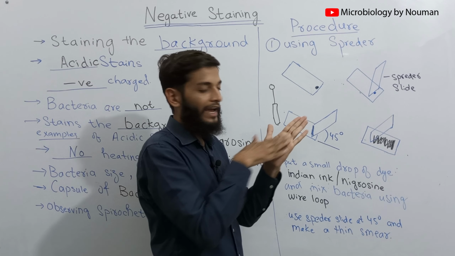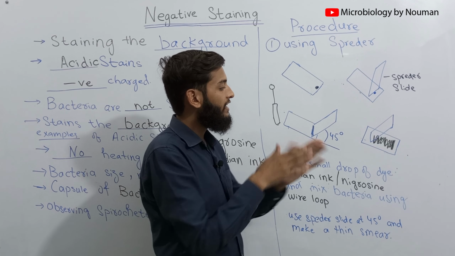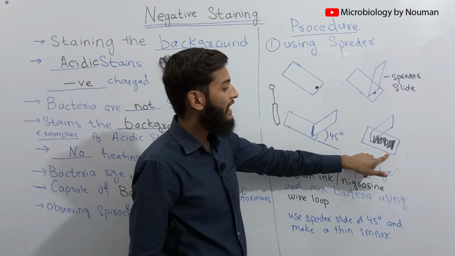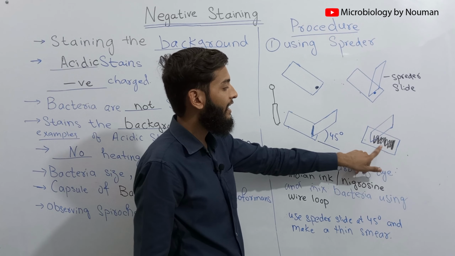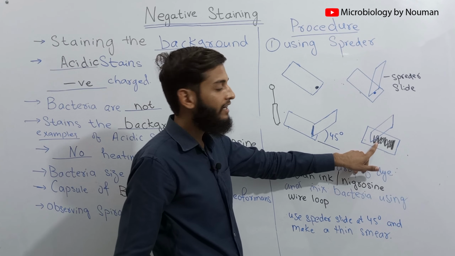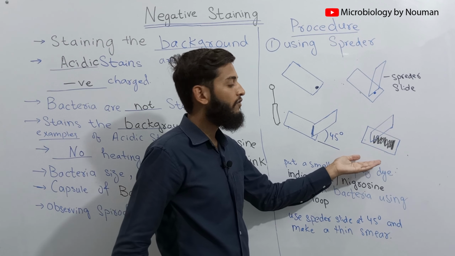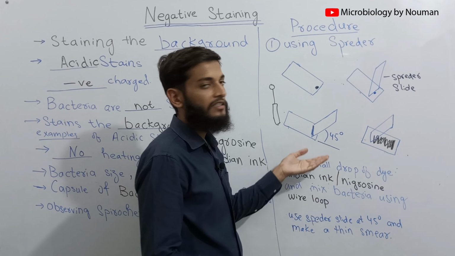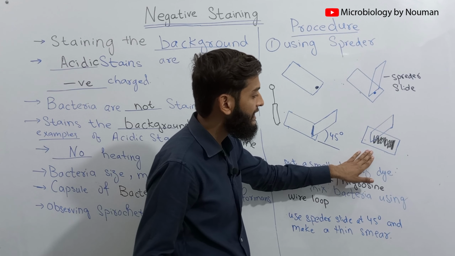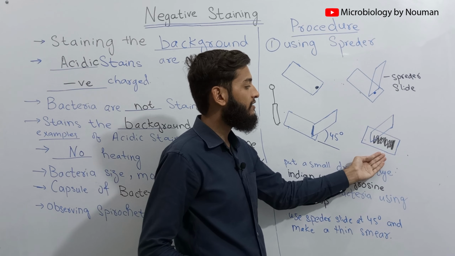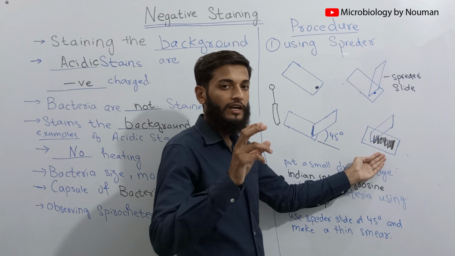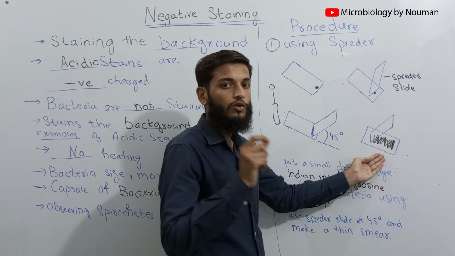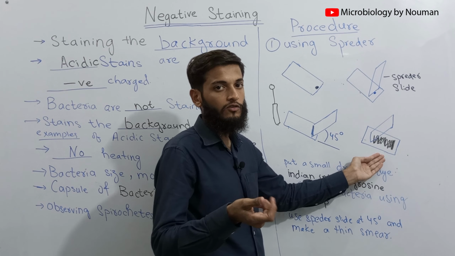Then we will drag it, and after dragging it, we will make a smear that will be very thick at this end and thin at the other end. We will let this smear air dry, then we will examine it under the microscope. Between the thin and thick smear, there will be a zone that is not too thick or too thin to be observed under the microscope.